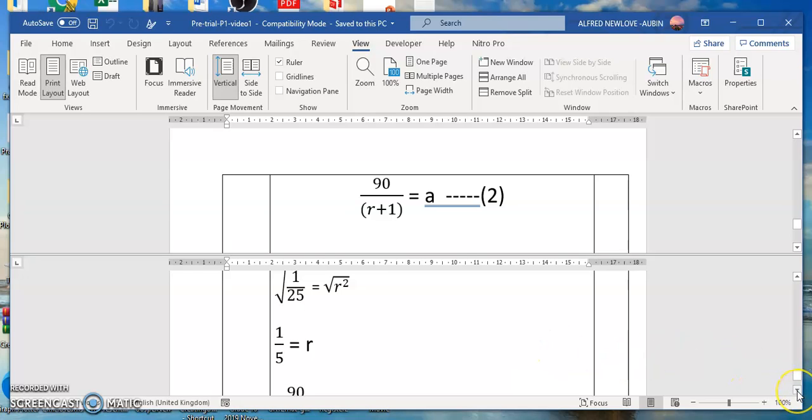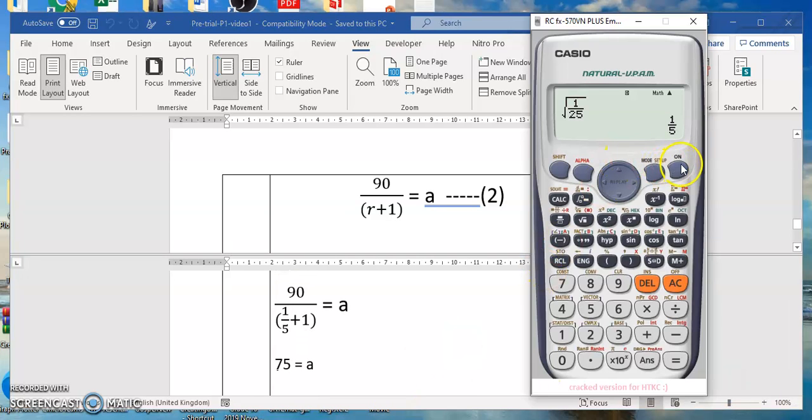But the question is looking for the common ratio and the first term. So we have found the common ratio. We need to find the first term. So we can use one of the equations. We decided to use equation 2. So this is our a, this is our 90. Our r is 1 over 5 plus 1. And what is that going to give us? If you press on the calculator, you should get 75. Let's do it together and see.